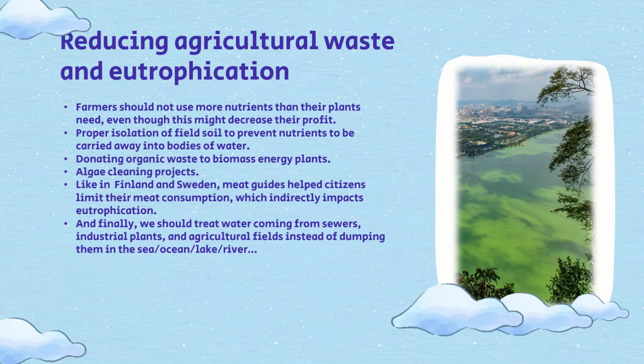So we should reduce agricultural waste and eutrophication. How? First of all, farmers should not use more nutrients than their plants need, even though this might decrease their profit. Next, proper isolation of field soil to prevent nutrients from being carried away into the bodies of water. This can be done by using impermeable membranes on the sides of the field.